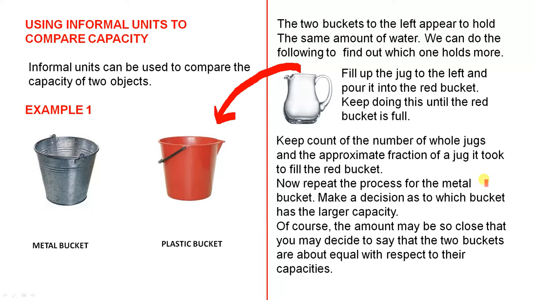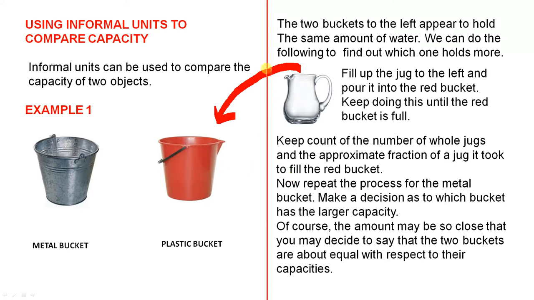Now repeat the process for the metal bucket. Make a decision as to which bucket has the larger capacity. Of course, the amount may be so close that you may decide to say that the two buckets are about equal with respect to their capacities, and that's quite acceptable.